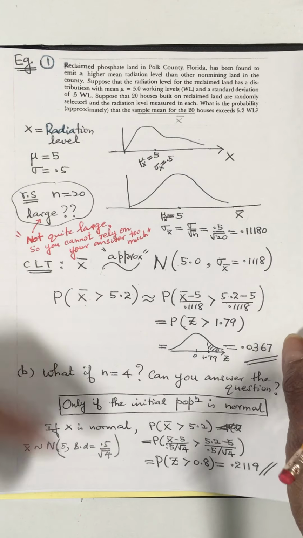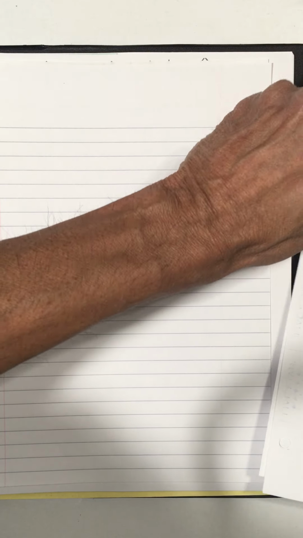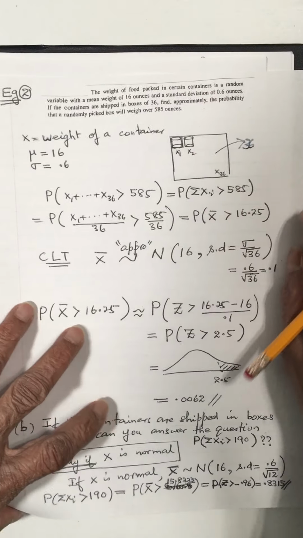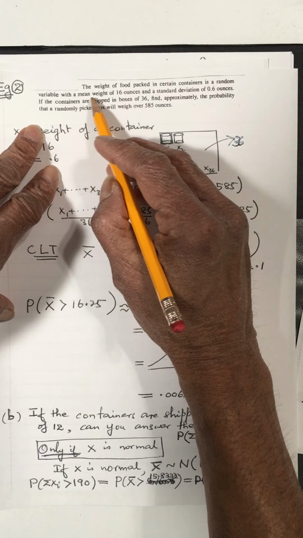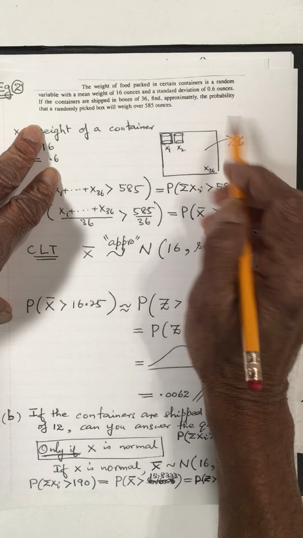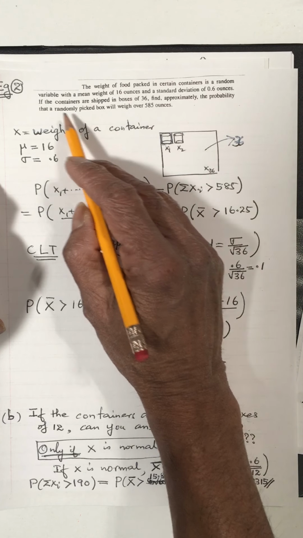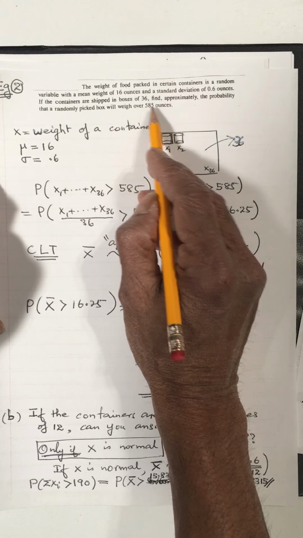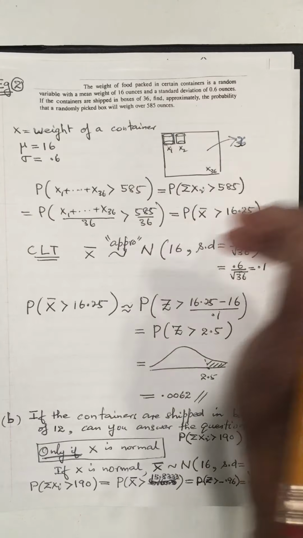All right. So anyway, that's that. Okay, so the next example. The weight of food packed in a certain container is a random variable with a mean weight of 16 ounces and a standard deviation of 0.6 ounces. If the containers are shipped in boxes of 36, find the approximate probability that a randomly picked box will weigh over 585 ounces.